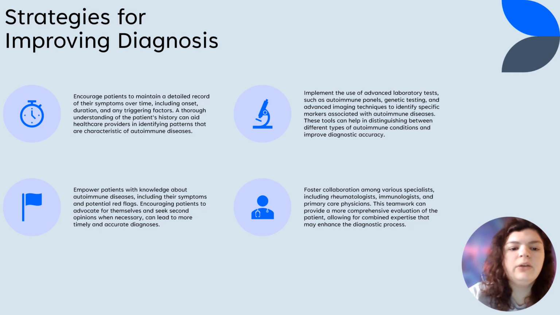Strategies for improving diagnosis include encouraging patients to maintain a detailed record of their symptoms over time, including onset, duration, and any triggering factors. A thorough understanding of patients' history can aid healthcare providers in identifying patterns that are characteristic of autoimmune diseases. Implementing the use of advanced laboratory tests such as autoimmune panels, genetic testing, and advanced imaging techniques to identify specific markers associated with autoimmune diseases. These tools can help in distinguishing between different types of autoimmune conditions and improve diagnostic accuracy. Empower patients with knowledge about autoimmune diseases, including their symptoms and potential red flags, encouraging patients to advocate for themselves and seek second opinions when necessary, which can lead to more timely and accurate diagnosis.